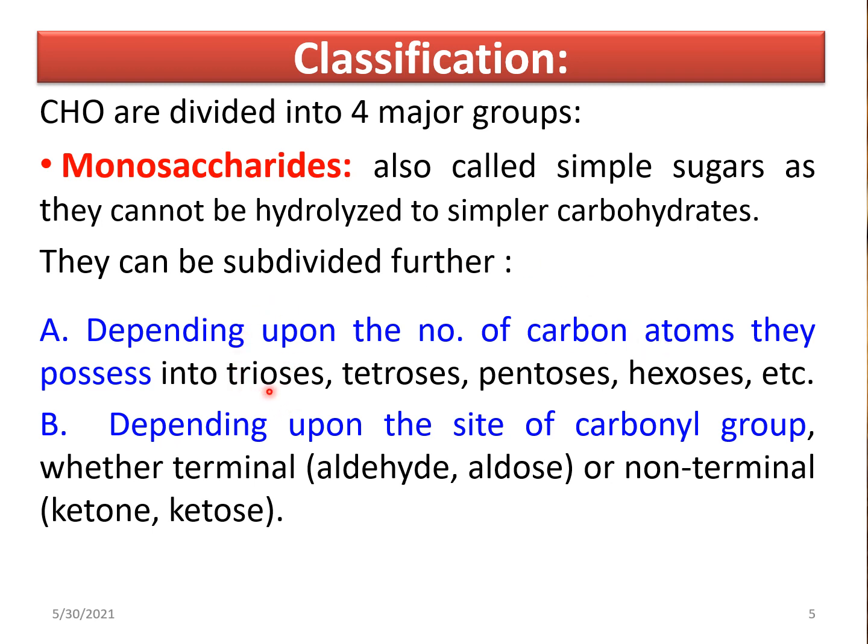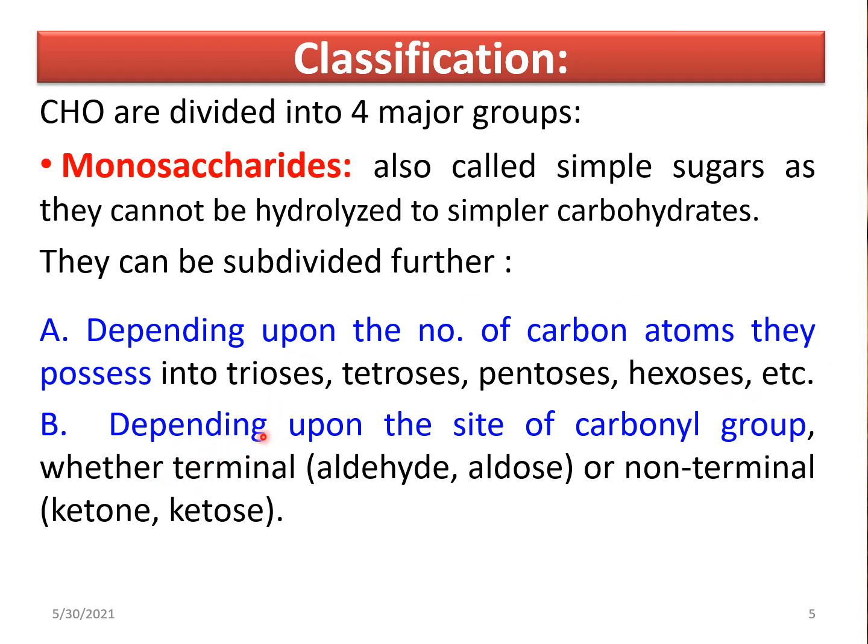For example, trioses are monosaccharides containing 3 carbon atoms. Tetroses are monosaccharides containing 4 carbon atoms. Pentoses are monosaccharides containing 5 carbon atoms. Hexoses are monosaccharides containing 6 carbon atoms. For example, glucose. Glucose is a hexose, etc.